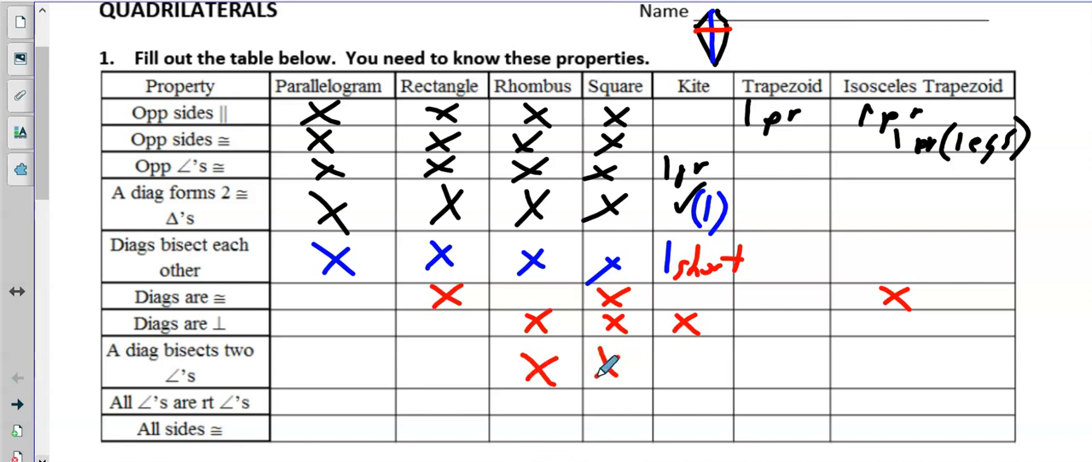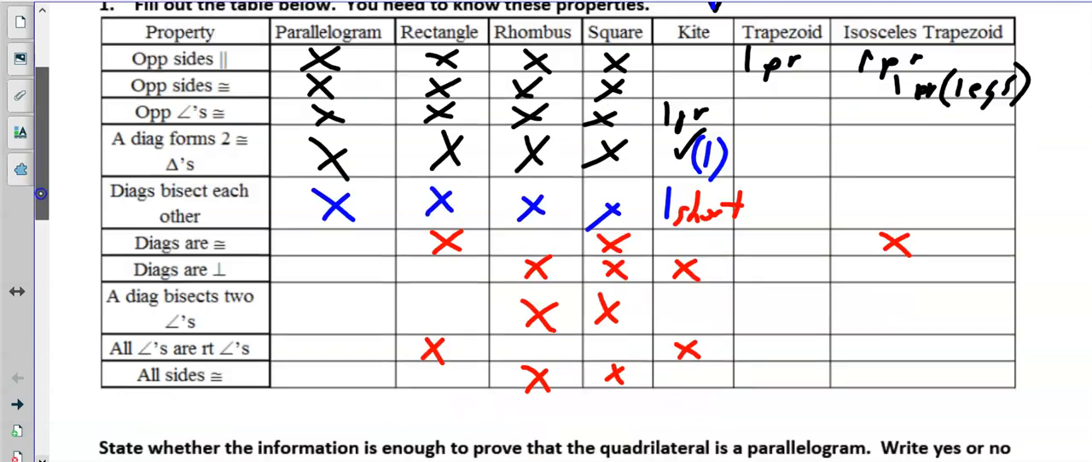All angles are right angles. Well, obviously that's only on a rectangle and a square. And all sides are congruent. That's only on a rhombus and a square. So that's a summary of all the properties of these shapes. Moving on.